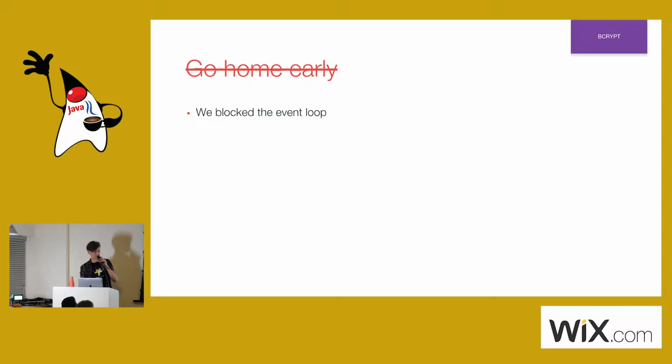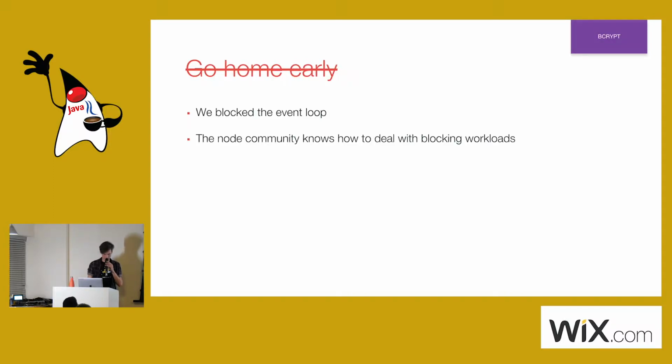Since there are a lot of Node.js developers here, you probably know that what we did, looking at that code, is that we blocked the event loop, which is a big no-no, because in Node.js you just have, by default, one thread that's handling all your application, and if it's blocked, nothing happens on your application.